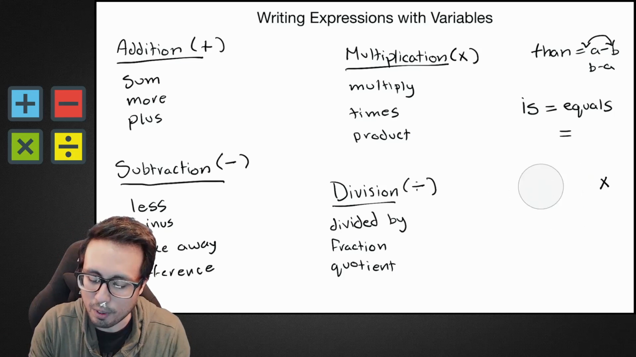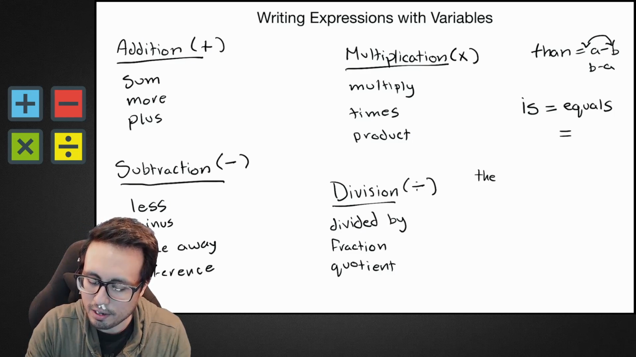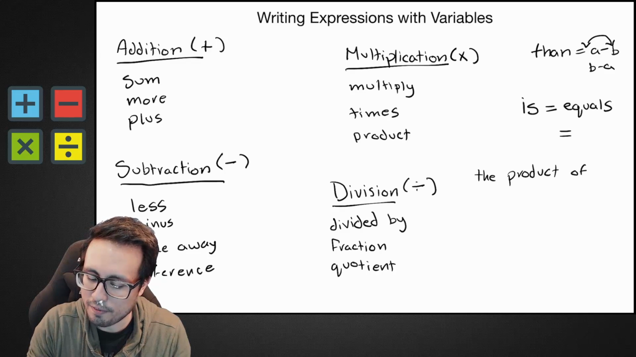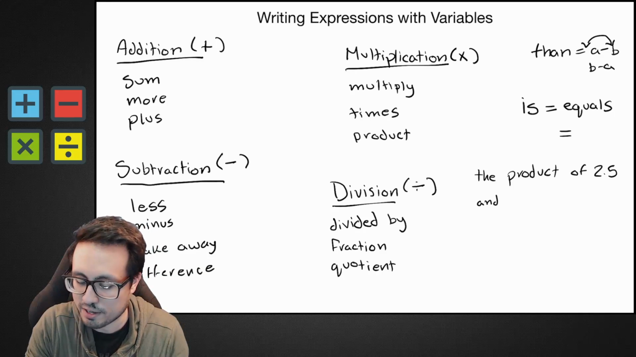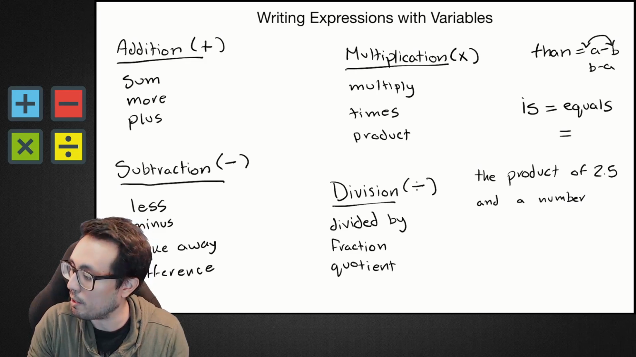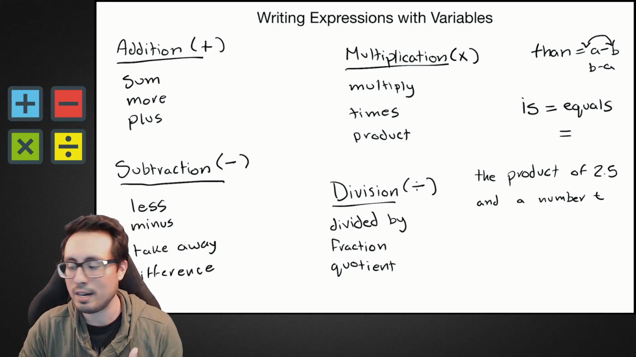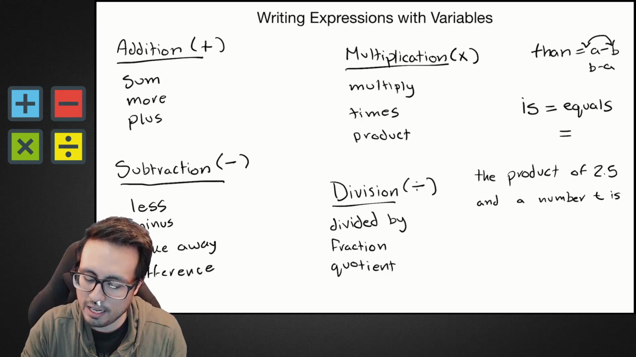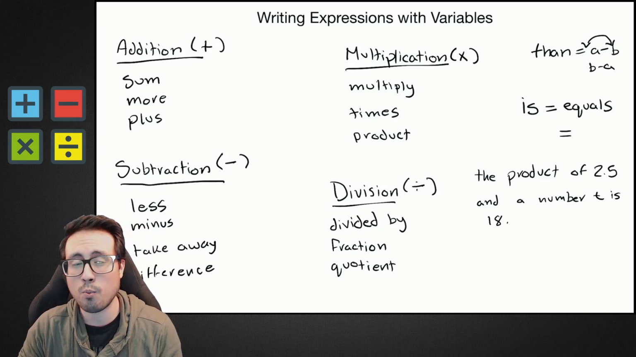So let's go ahead and look at another one. Let's say that they gave us the product of 2.5. And while you guys are doing these, if you ever want to pause and make sure that you get an answer before you check to see what the real answer is, I would strongly encourage that, because that way you could see if you're doing it right. But again, this one is the product of 2.5 and a number t is 18.